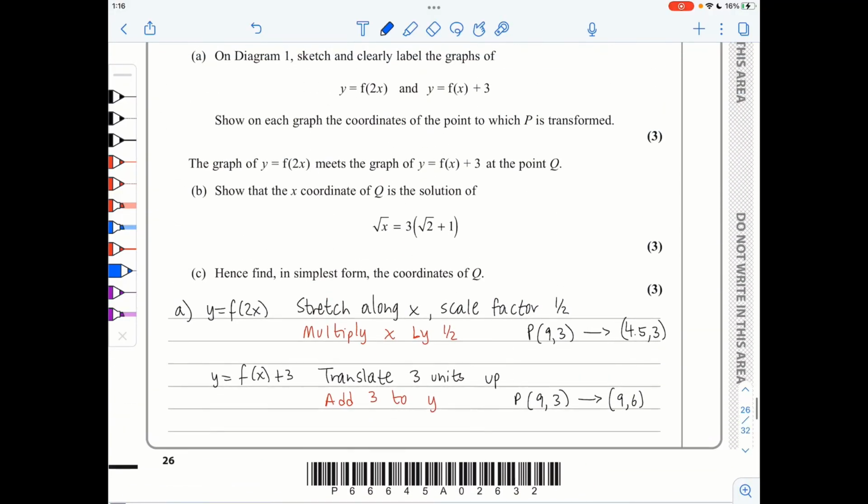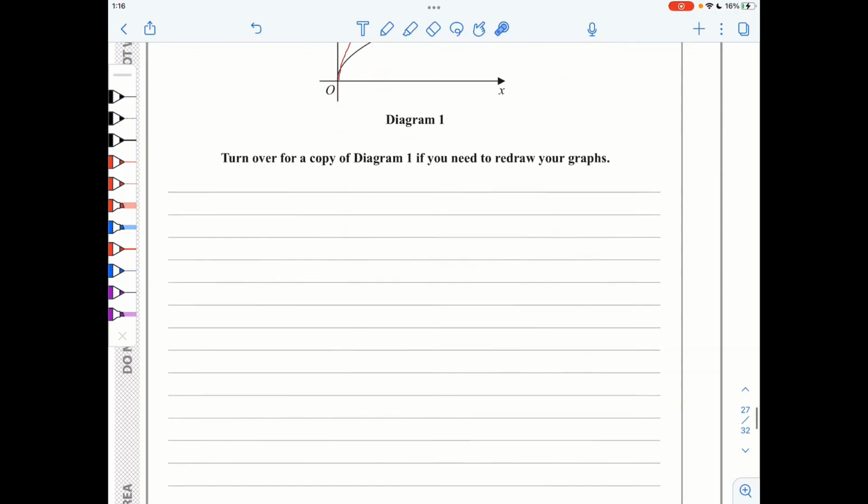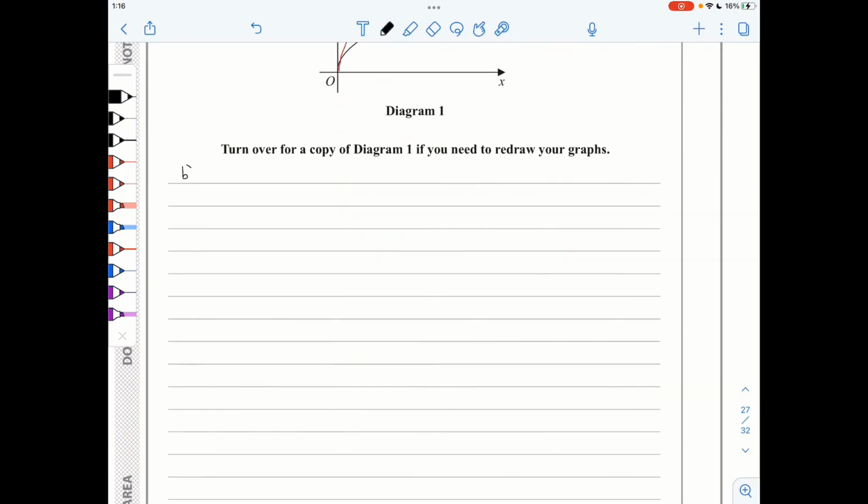And then B, show that the x-coordinate of Q is the solution of this. Well, the point Q is the point at which the two curves meet. Well, we know that f of 2x must be the square root of 2x, and f of x plus 3 is the square root of x plus 3. So we equate these two. Root of 2x is root of x plus 3. So root 2 times root x is root x plus 3.